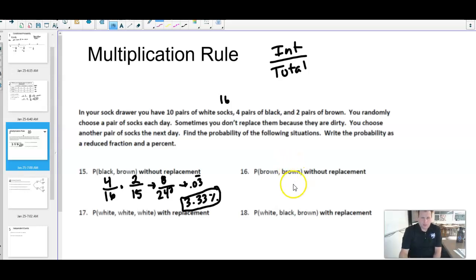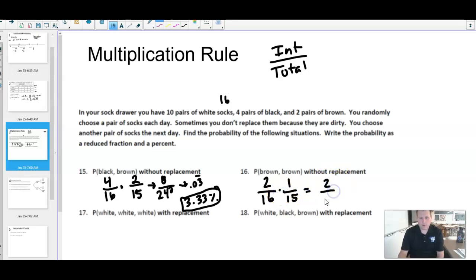If I look at this next one, this one wants a brown followed by a second brown, but this is still without replacement. So for the chance of getting a brown, there are 2 browns when I start and 16 total, so that's 2 out of 16. And then I'm not going to replace it, this is without replacement, so now there's 1 less brown. This one is now going to be out of 15, but the numerator is only going to be 1, because there is 1 less brown, whereas in the other one there was 1 less black.